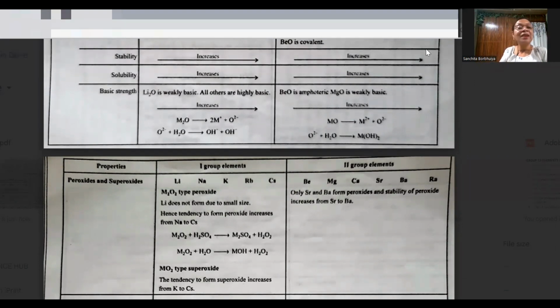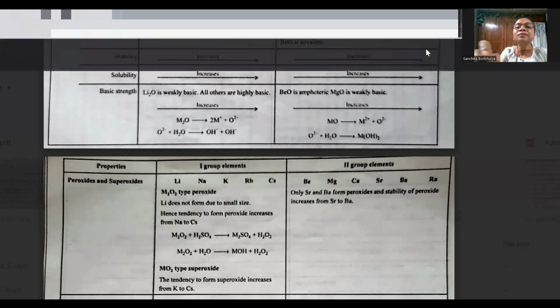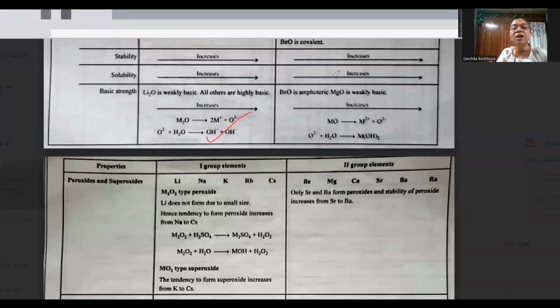Going on to the basic strength, lithium oxide is weakly basic. All the others are highly basic because they are becoming more and more metallic. When an oxide becomes more and more metallic, the basic character increases. So that means if you drop these oxides in water, they will form the respective hydroxide. Okay, so I've just written it ionically. You can just check it out here. I like this format, so I've listed it down.